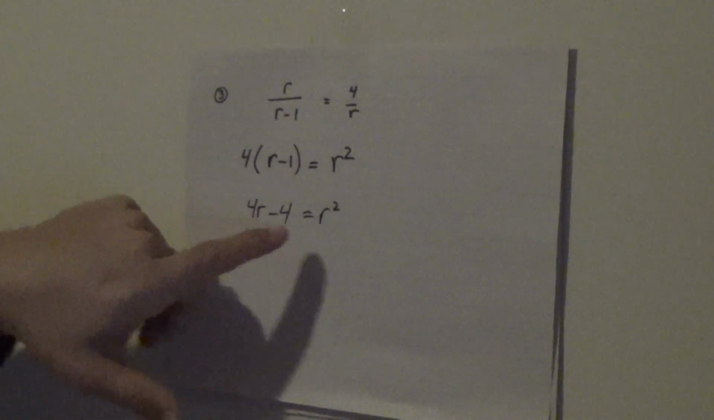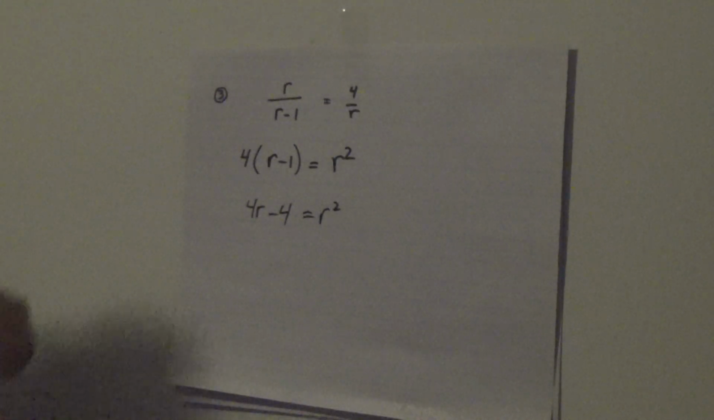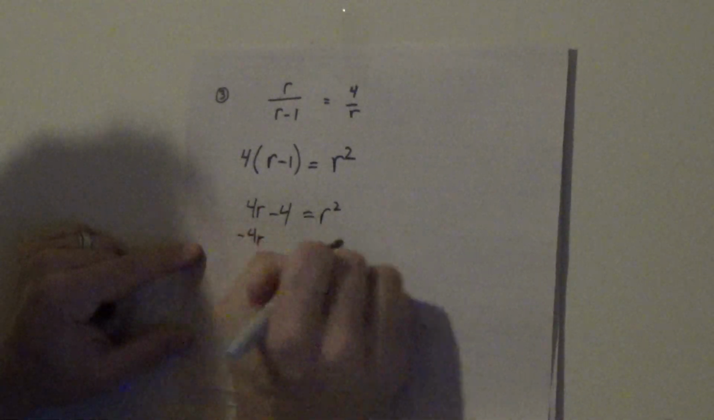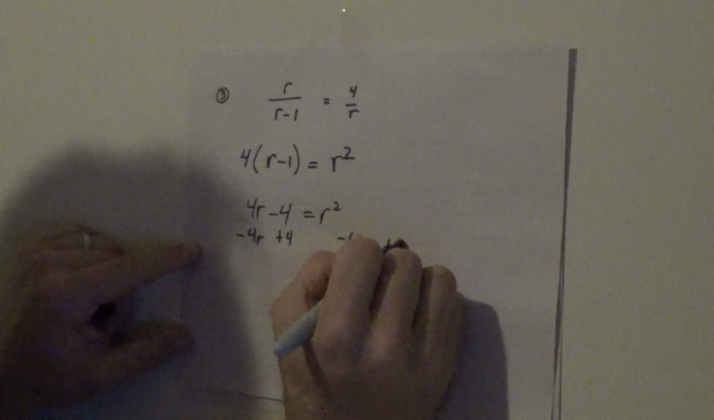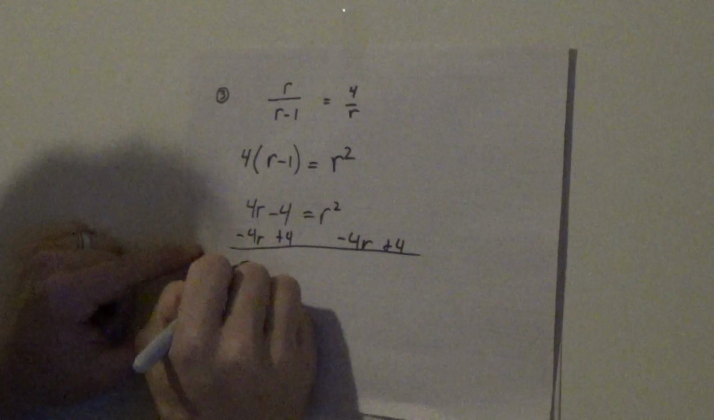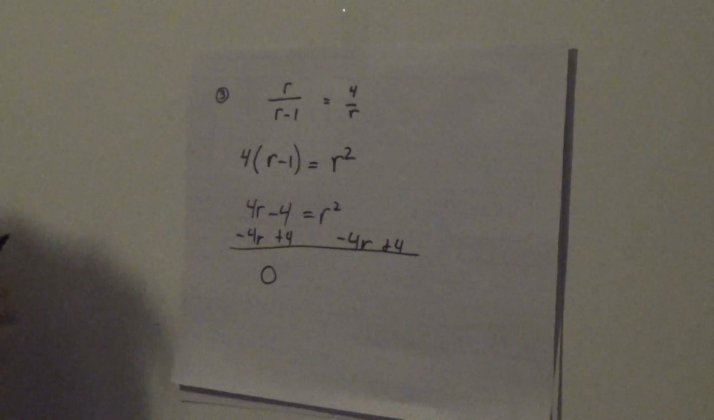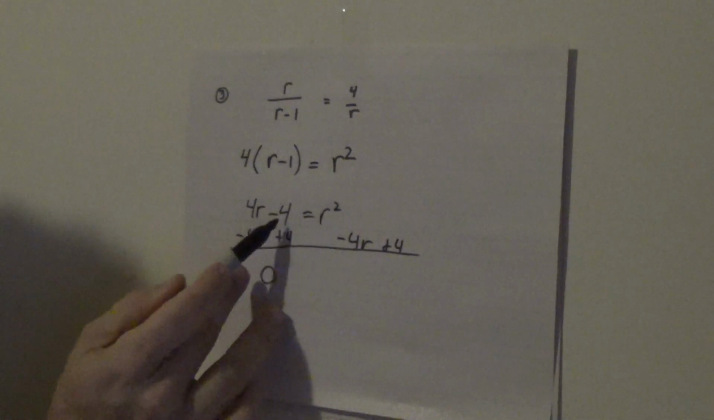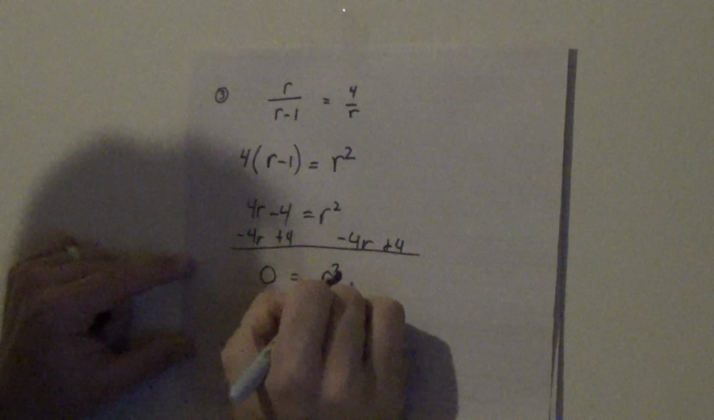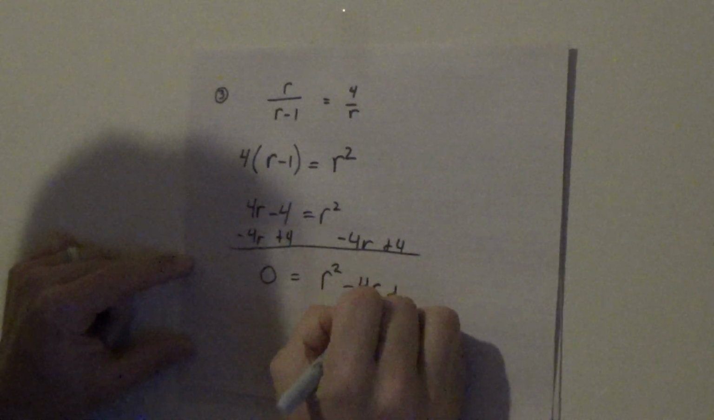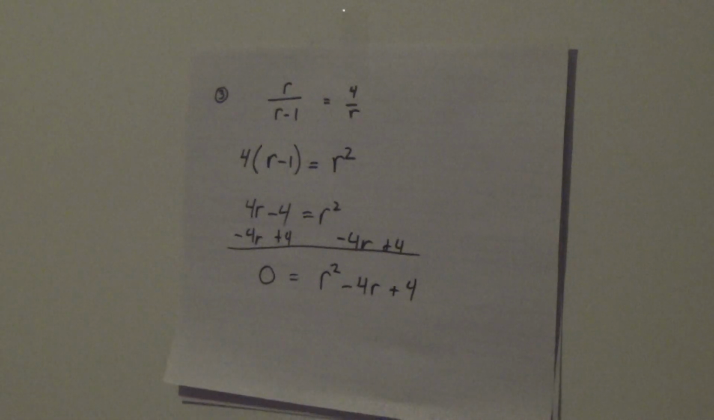I'll subtract 4r from both sides, and then we'll add 4 to both sides. So subtract 4r, subtract 4r, and add 4 and add 4. This will make the side over here equal 0 because 4r minus 4r is 0, and negative 4 plus 4 is 0. On the other side, we're going to get r squared minus 4r plus 4. So there I have a quadratic as you're used to seeing it.